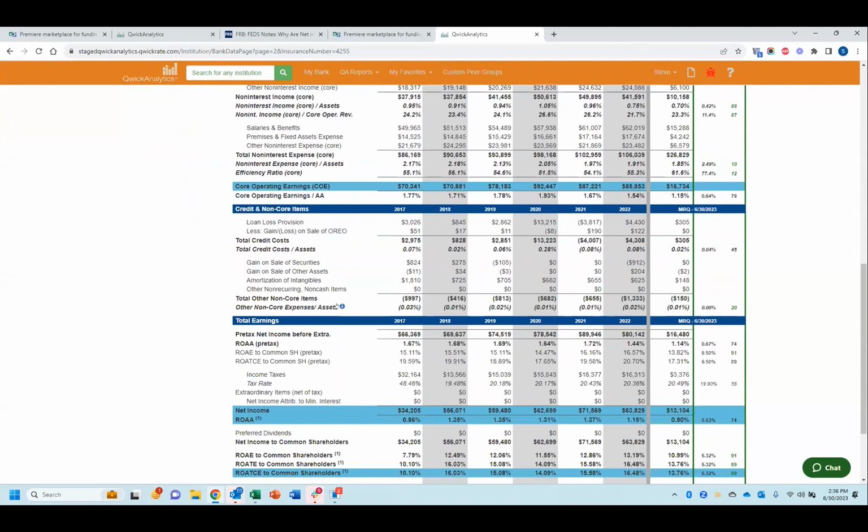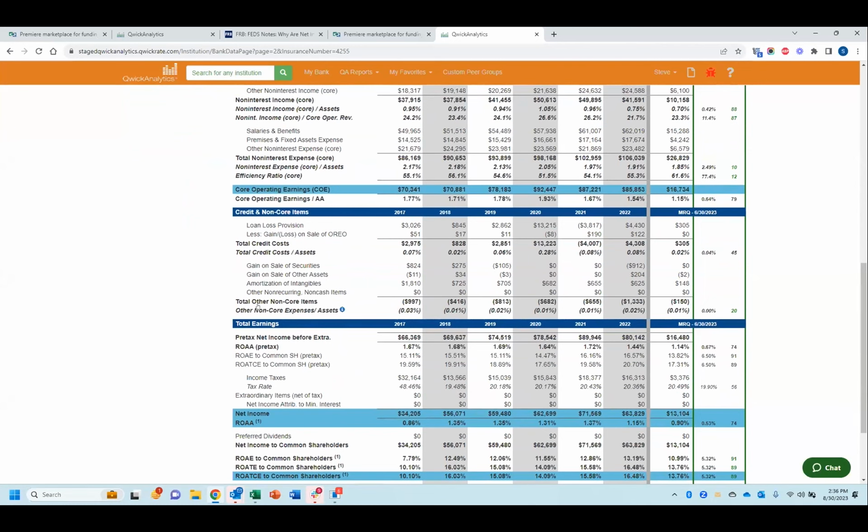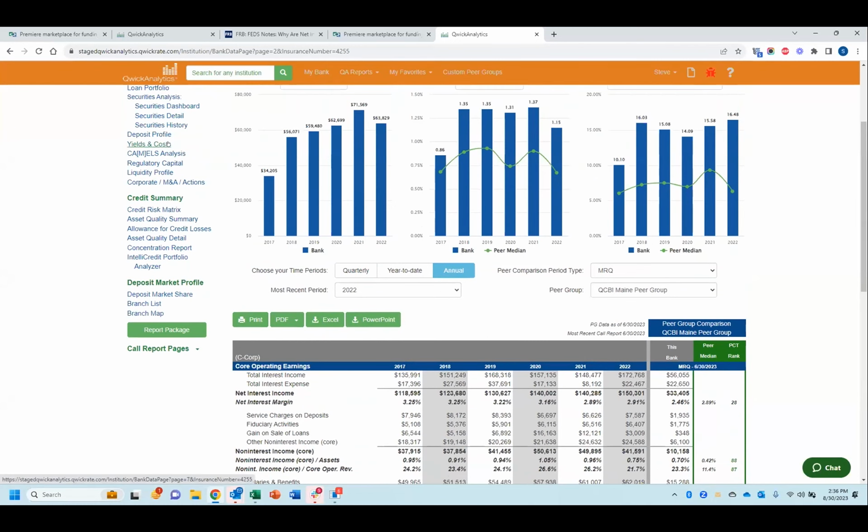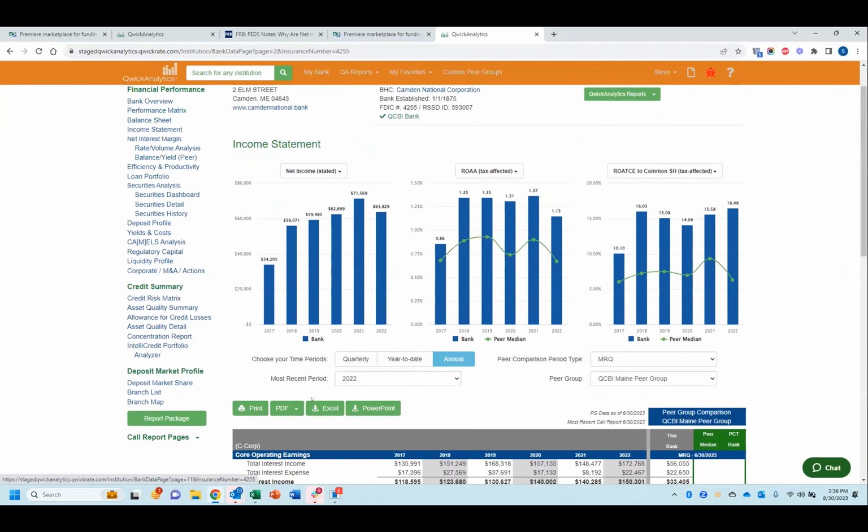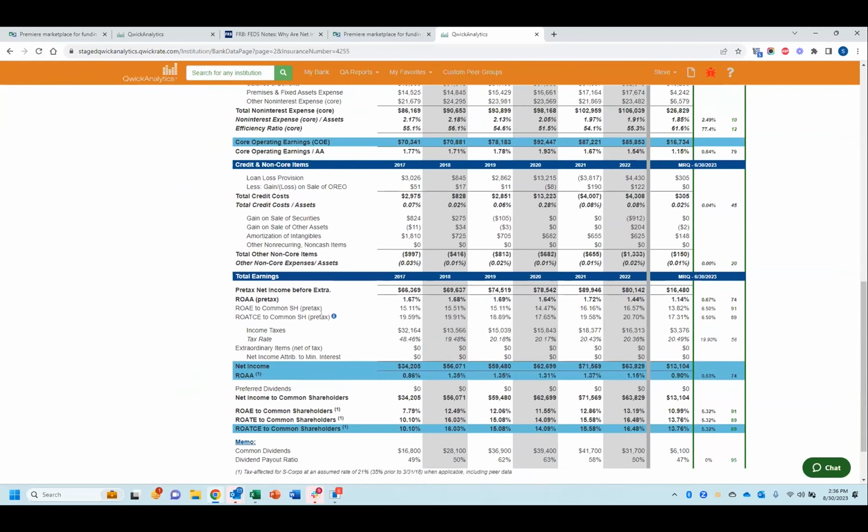There'll be certain pages where this is not quite as practical to do, but this basic layout we have, with an income statement, deposit yields, costs, regulatory capital, securities, all that good stuff, we'll be rolling out in the very near future.